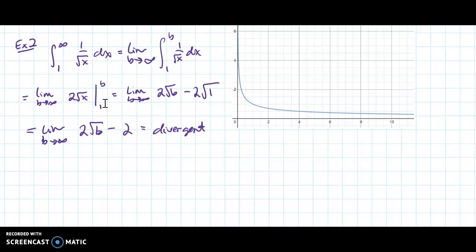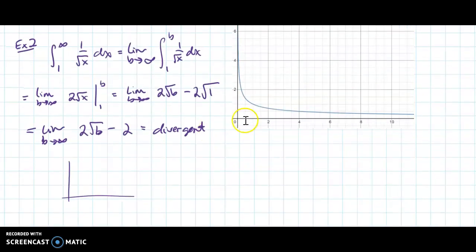Why is that? Well, if I take the square root of a really large number, it is still a really large number. And as b gets larger, as b goes to infinity, then this term right here also goes to infinity. We don't say equals infinity because saying equals infinity would be like treating infinity like a number. So once we get to a spot where the limit would go to infinity, then we write divergent.